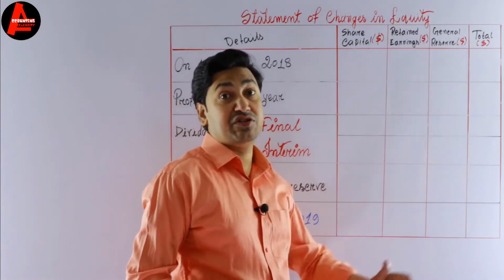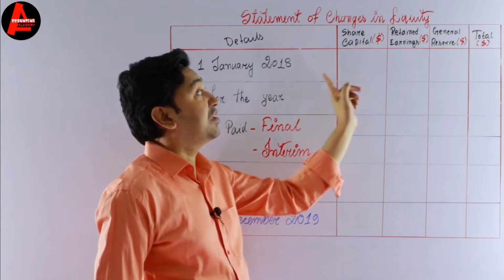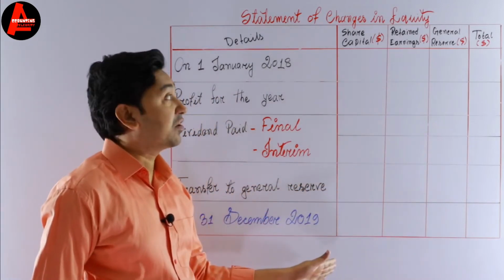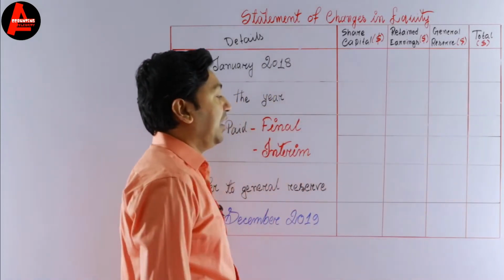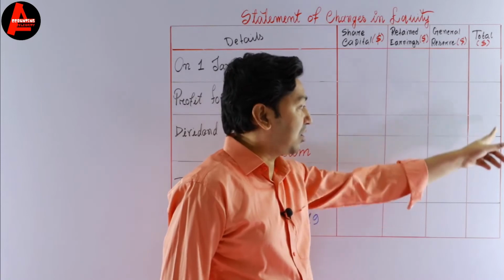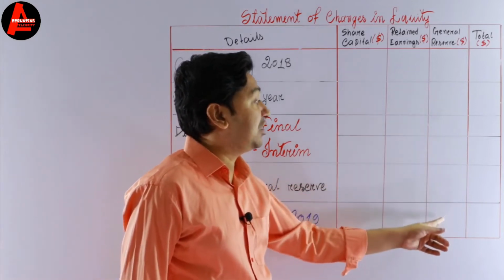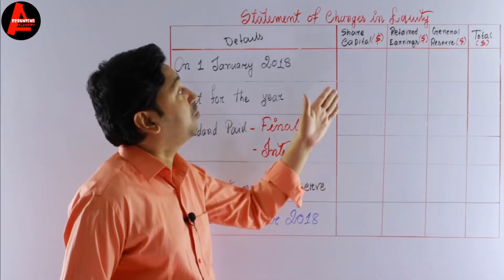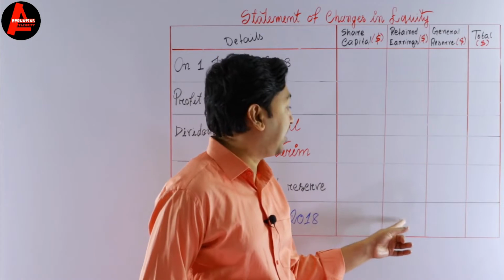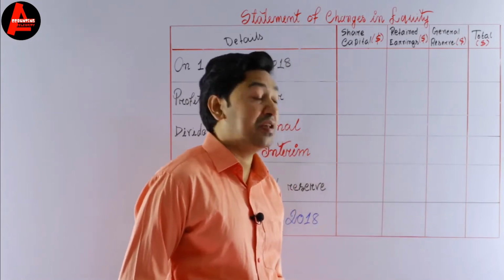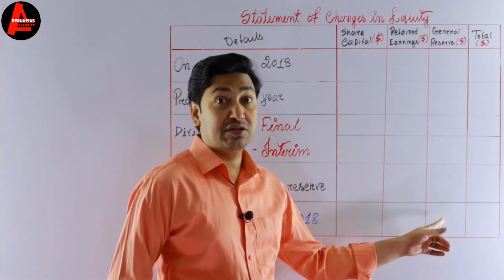So here we have totals. That means we have to add all these amounts two ways. First of all, we add horizontally, and we write the value here in these rows. Then we add vertically and write the totals of each column, the share capital, retained earnings, and the general reserve. These totals will be the closing balance. Here it is written 31st December 2018, which means these are the amounts for closing balances.